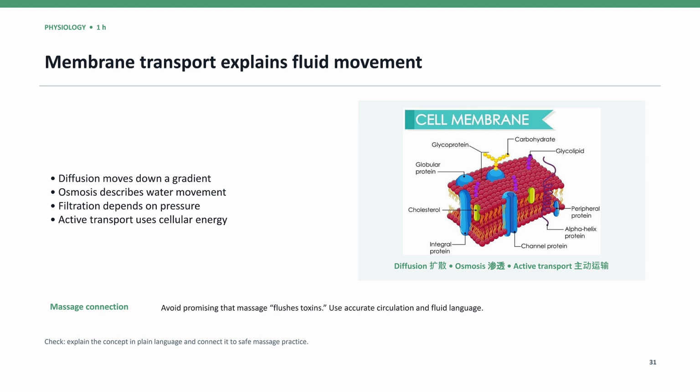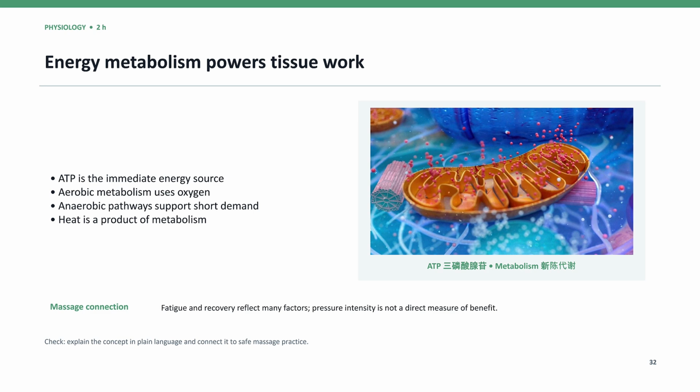Finally, let's examine cellular energy metabolism, 细胞能量代谢. Cells require energy to maintain their structures and perform their functions. The immediate energy source used by cells is ATP, 三磷酸腺苷. We can think of ATP as a small, rechargeable energy package. The body obtains energy from nutrients, especially glucose and fatty acids.